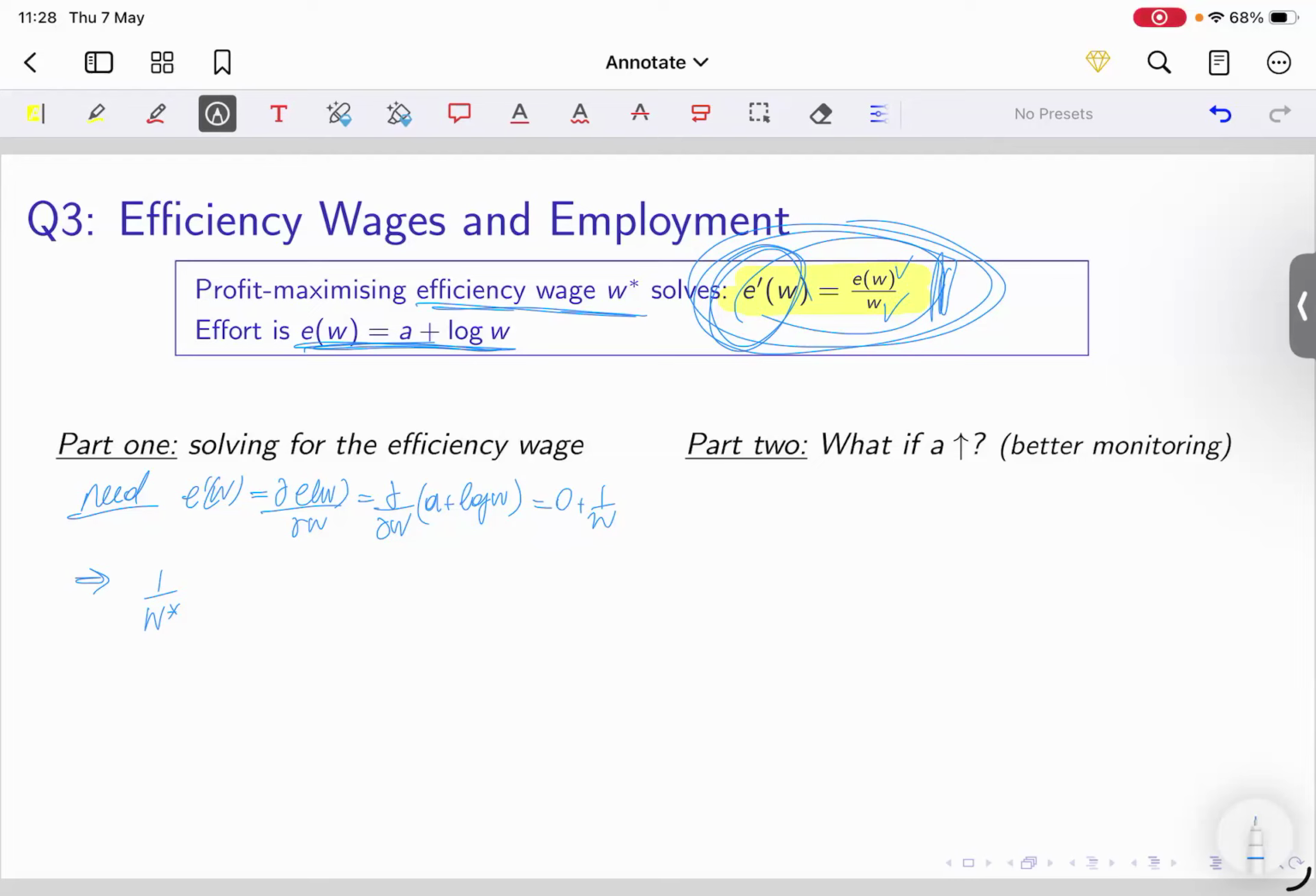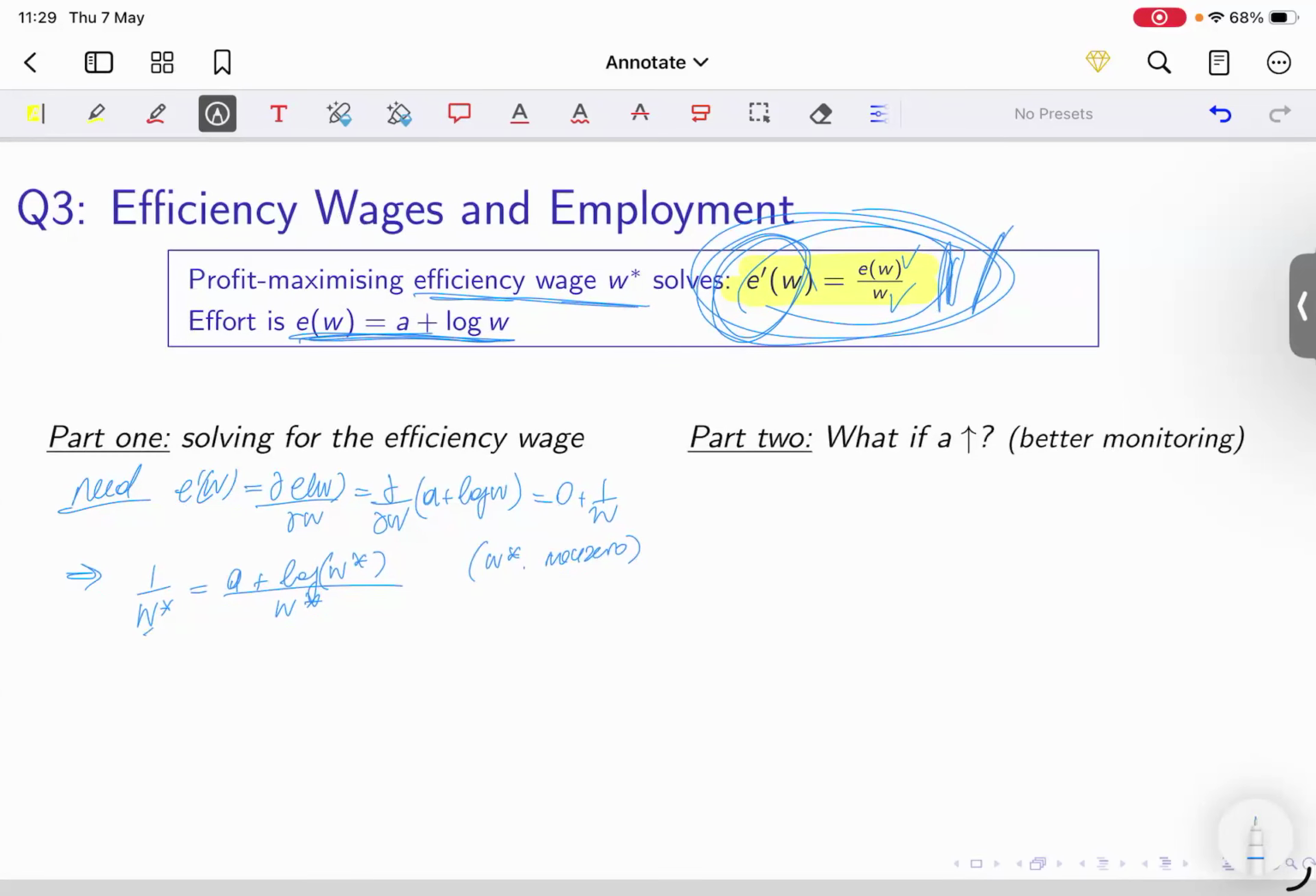It's the only one that satisfies this. Okay, so back to us. E prime of W is 1 over W. At this level, I have W star, then equal to E of W. What is this? This is A plus log of W, again, W star over W star. Here we're assuming, of course, that W star is non-zero, which is realistically even positive, so we're fine. But for completeness, we'll just note it down.